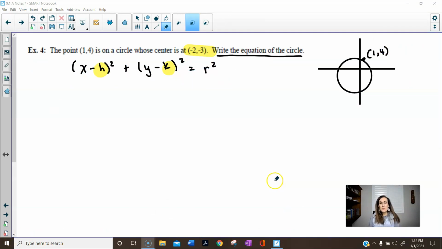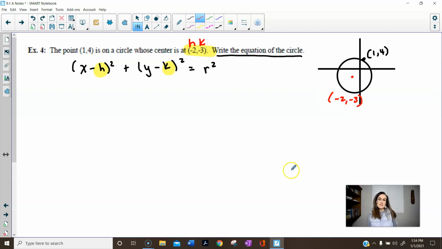So example 4, the point 1, 4 is on the circle whose center is at -2, -3. Write the equation of the circle. So here's the circle. Here's a point on it at 1, 4. The center is HK. So I'll put an H and a K. And the center is here, and that is at -2, -3. Now, when we write the equation, here's the equation of a circle. I know what H is. I know what K is. Now what I need to do is find R, which is the radius.